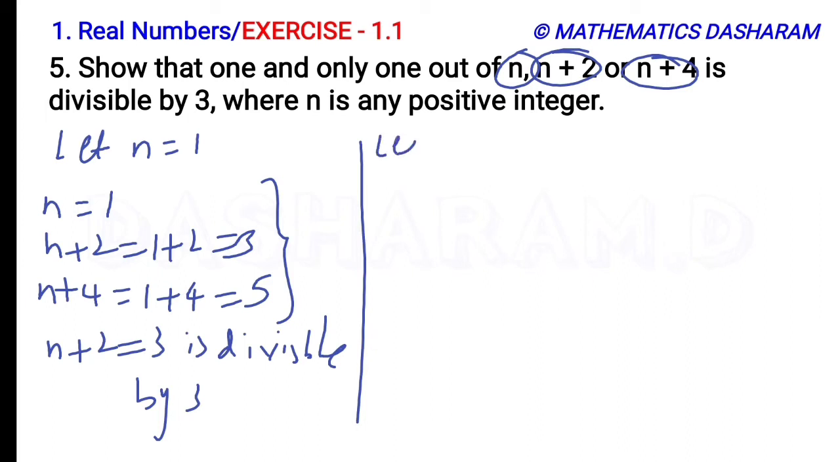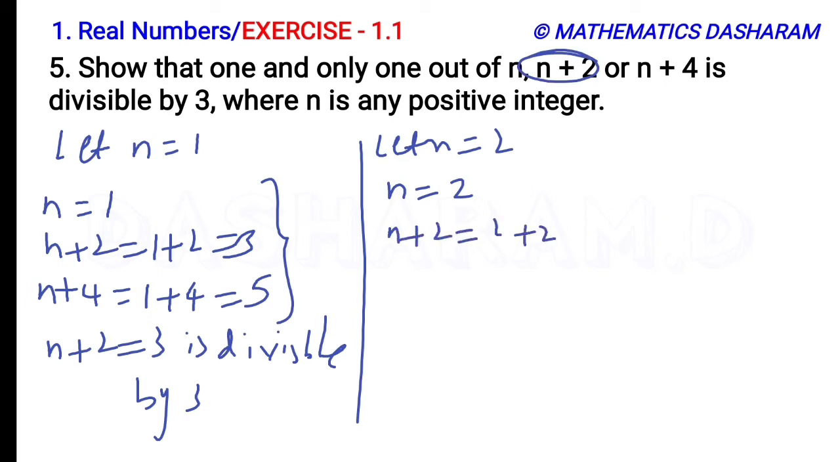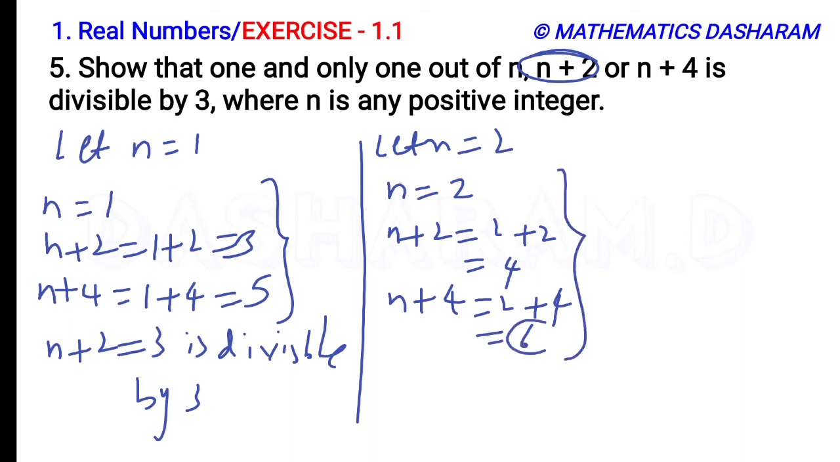Next number, let n equals 2. So the first number n is 2 itself. Second number n plus 2, so 2 plus 2 is 4. Third number n plus 4, so 2 plus 4 is 6. Here out of these three answers, 6 is divisible by 3. So that means n plus 4 is divisible by 3.